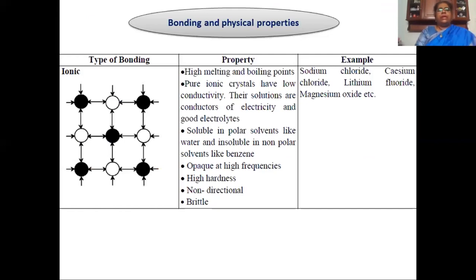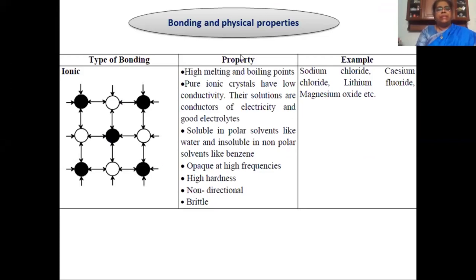Now, very quickly, let me just show you bonding and physical properties. So why do we give so much importance to bonding? Every type of bonding, the medium by which these atoms are bound together to form the solid, has got to impact the property.